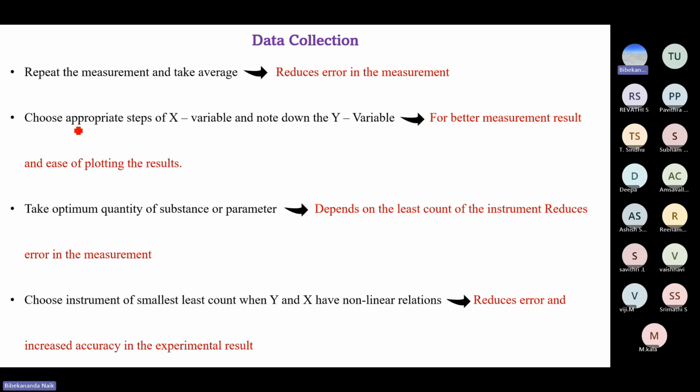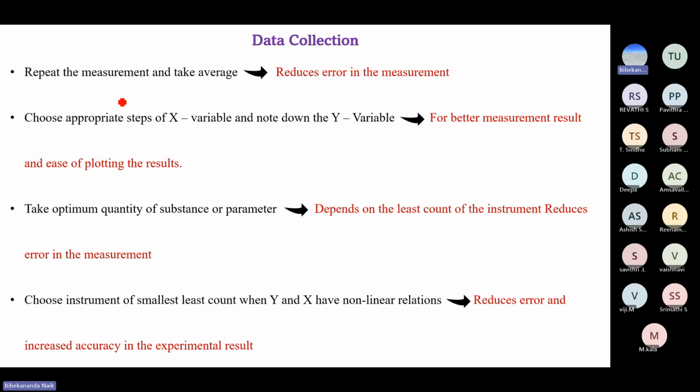plotting graphs, choose appropriate steps of the x variable and note down the y variable. When we are performing an experiment, there are two variables. Suppose we are changing some variable, and with respect to that variable, another variable is affected and changes. So we should choose the steps appropriately.